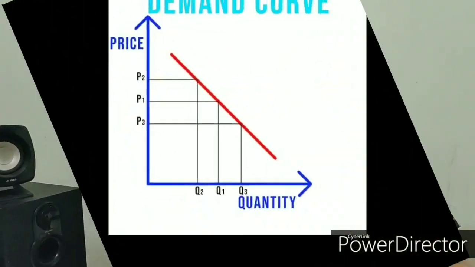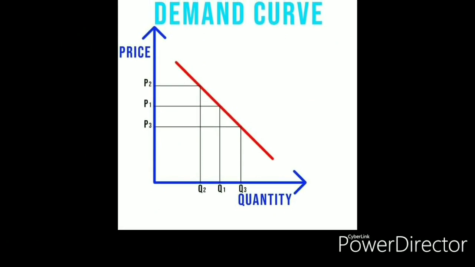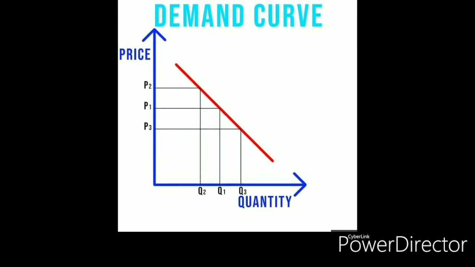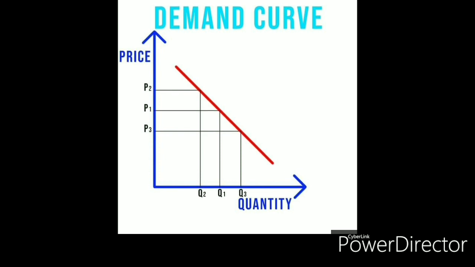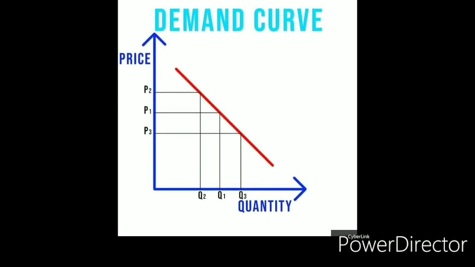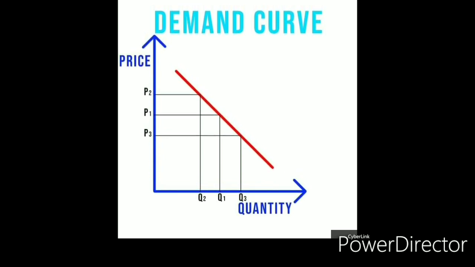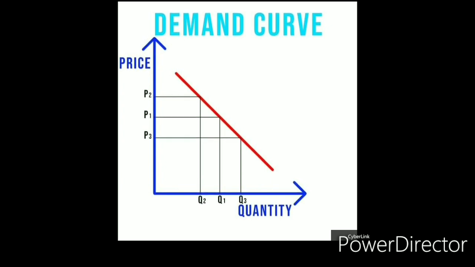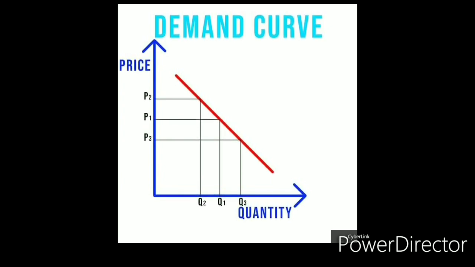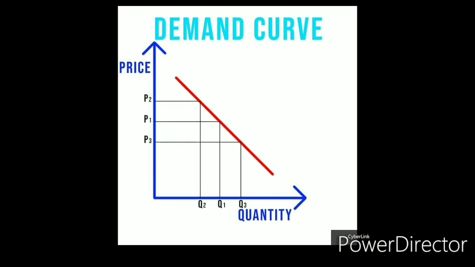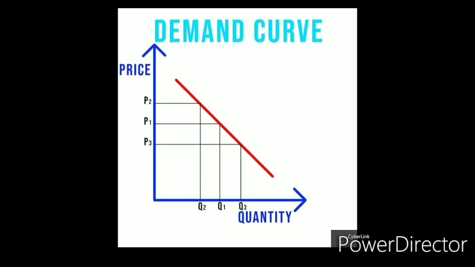For example, like in this diagram, a graph. Let's say the price of a particular product increases from P1 to P2. The curve says that the quantity demanded decreases from Q1 to Q2. Less quantity is demanded by people.